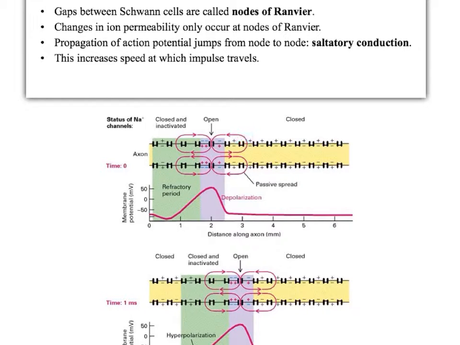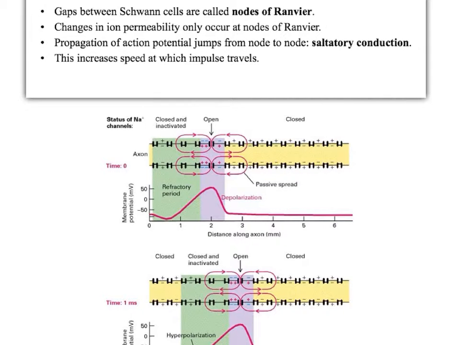Okay, so the whole process repeats itself, and it moves sequentially along. This diagram here shows you what's happening in our axoplasm. These black things represent the voltage-gated ion channels, and this graph here is the membrane potential against distance along the axon. At time equals 0, we've got a depolarization occurring here.